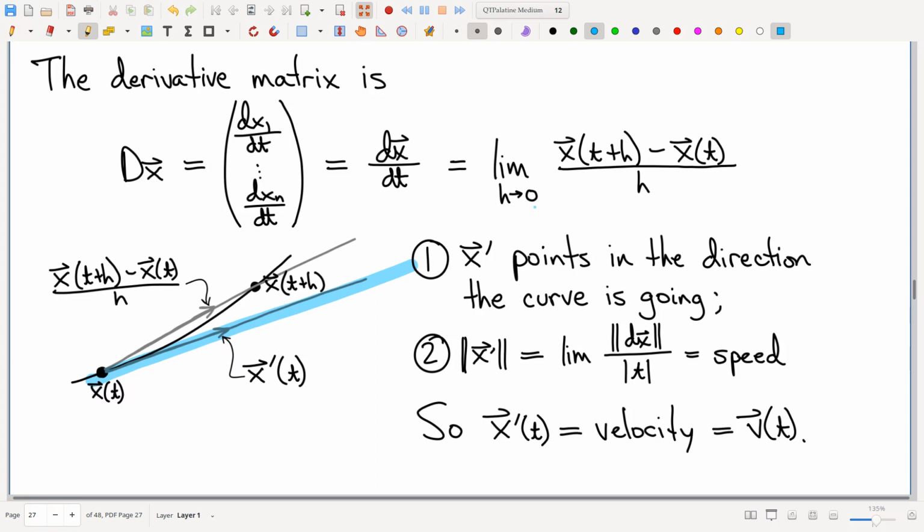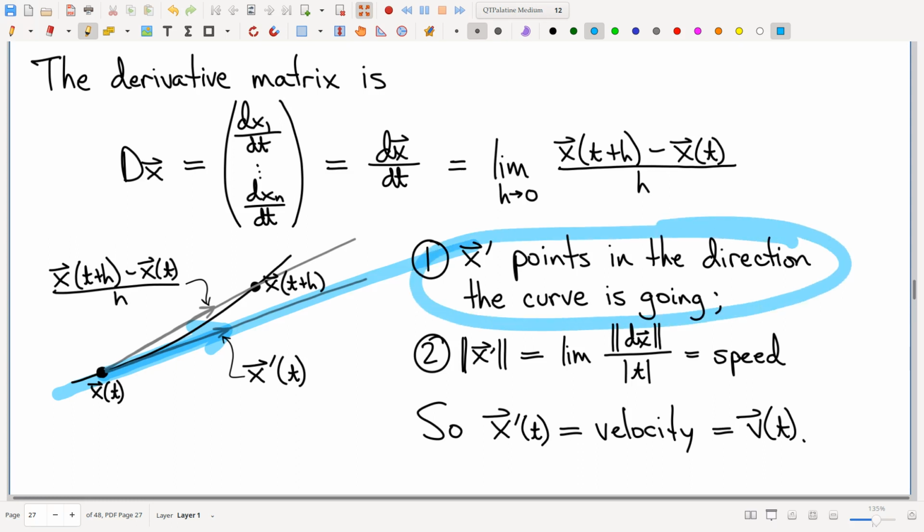Okay. So let's think about what we can say then about this derivative. The first observation that we just made is that it's in the direction of the tangent line. So that means the derivative vector points in the direction that your parametric curve is going. It points in the direction of motion. You're thinking of t as time, thinking of position changing as a function of time, that's a motion, and x prime points in whatever direction the curve is going.